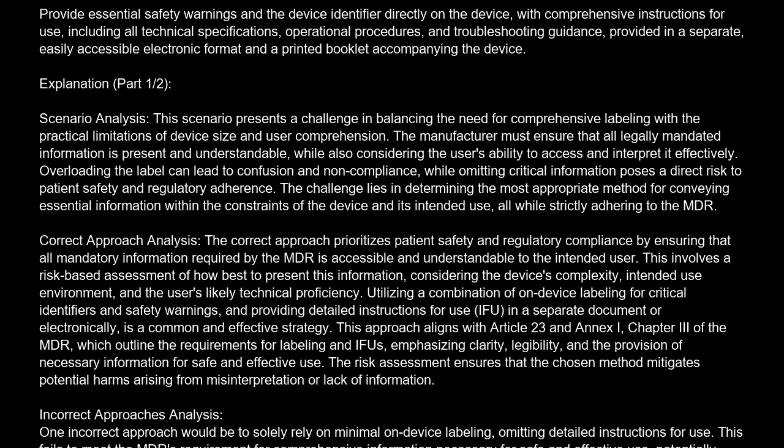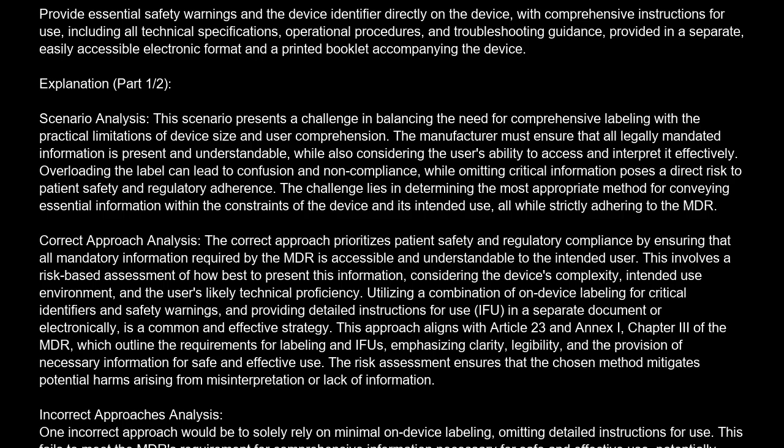Correct approach analysis. The correct approach prioritizes patient safety and regulatory compliance by ensuring that all mandatory information required by the MDR is accessible and understandable to the intended user. This involves a risk-based assessment of how best to present this information, considering the device's complexity, intended use environment, and the user's likely technical proficiency.